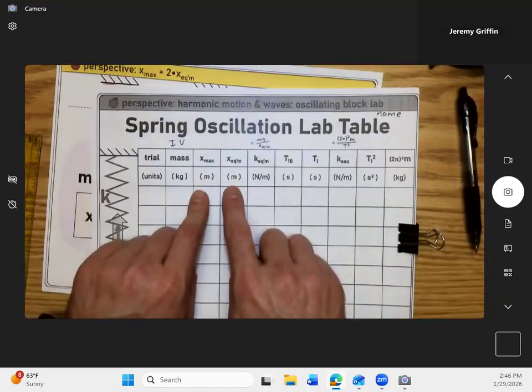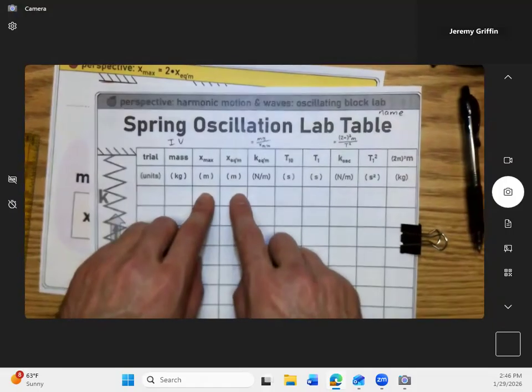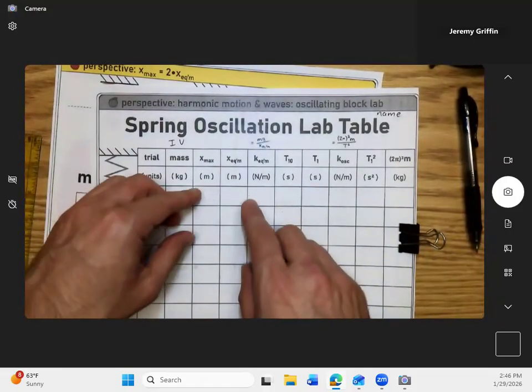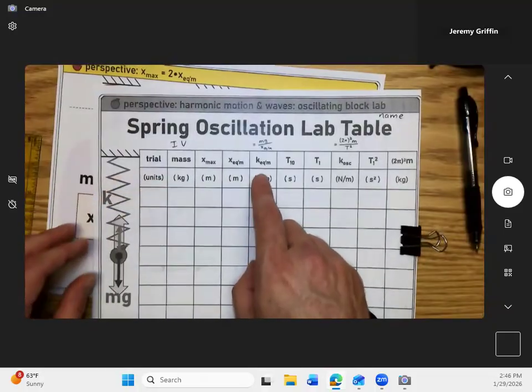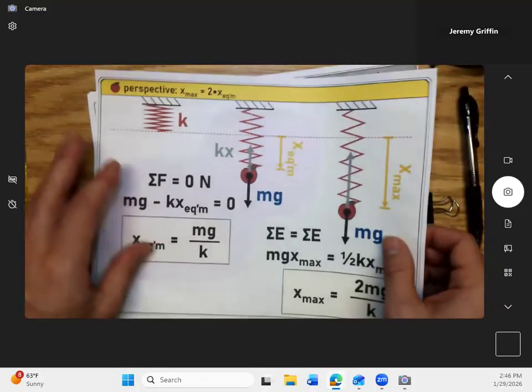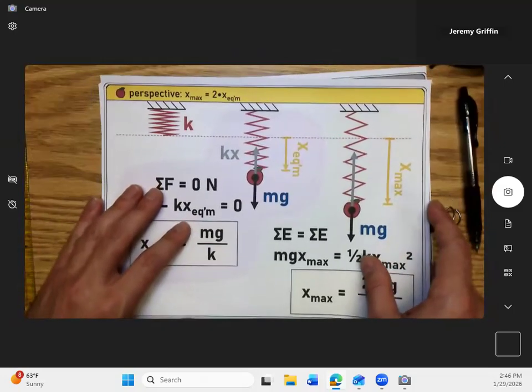Can you guys do that? Now, from that, you have enough information at this point to just see what is x equilibrium to figure out what is the spring constant. And this goes back to Hooke's law. Do you guys remember Hooke's law? What does Hooke's law say for a spring?